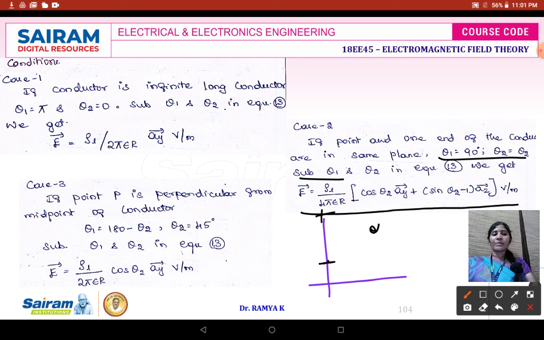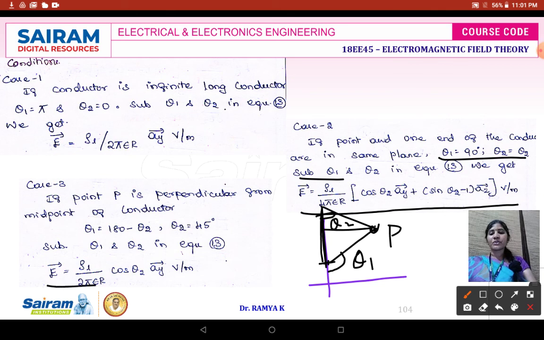Suppose point P is perpendicular. So here point P is perpendicular from the midpoint of the conductor. This is going to be the conductor. If point P is midway, then from the starting point of the conductor to the point under consideration, this is going to be theta 1 and this is going to be theta 2. So theta 1 is 180 minus theta 2. So after substituting, you will get the electric field intensity as rho L divided by 2 pi epsilon r, cos theta 2 into ay vector.